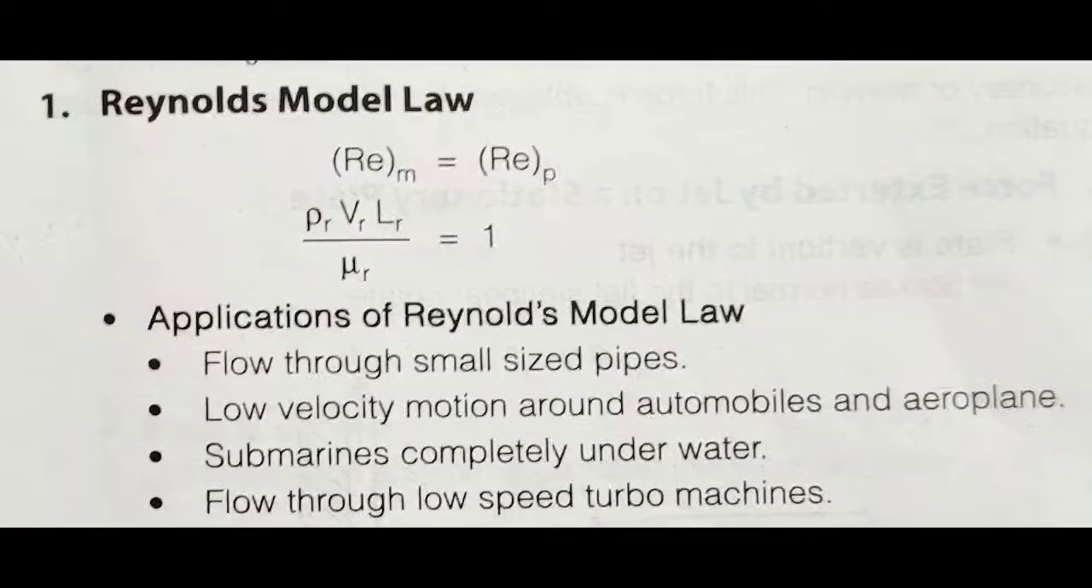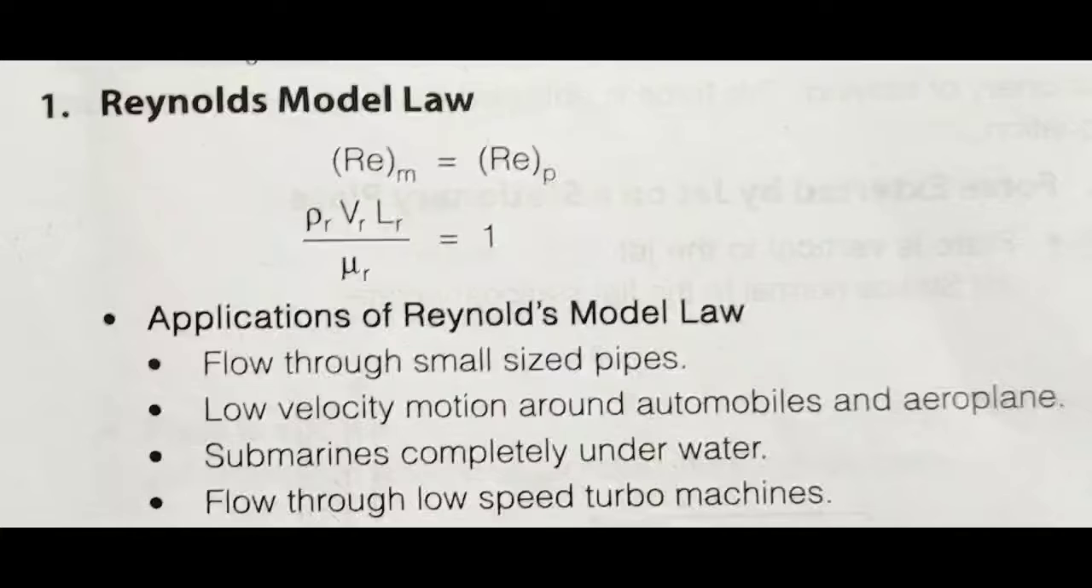Next is Reynolds model law. Reynolds model law means Reynolds number for the model and Reynolds number for the prototype are the same. That is Re_m equal to Re_p. It means that rho r, V r, L r by mu r equal to 1. Application of Reynolds model: flow through small sized pipes, low velocity motion around automobiles and aeroplanes, submarines completely underwater, flow through low speed turbo machines.